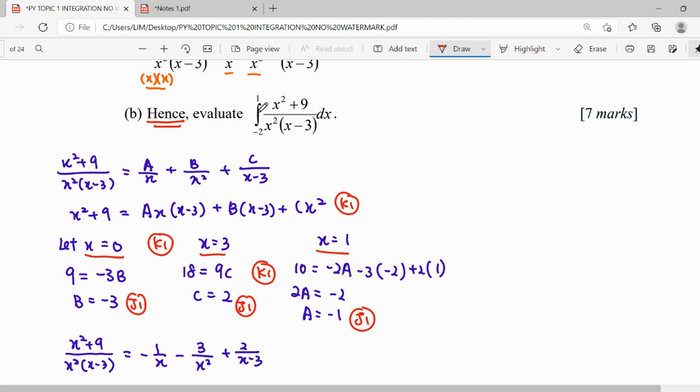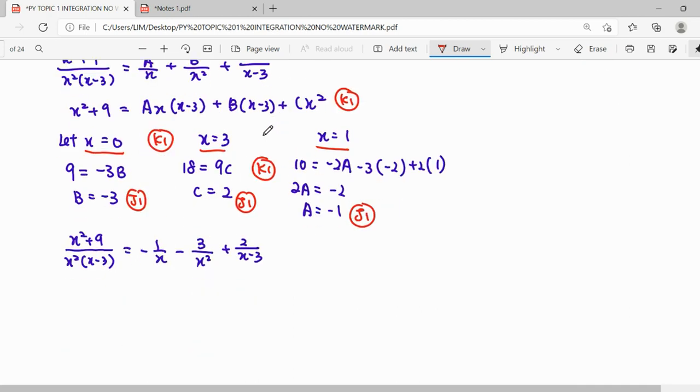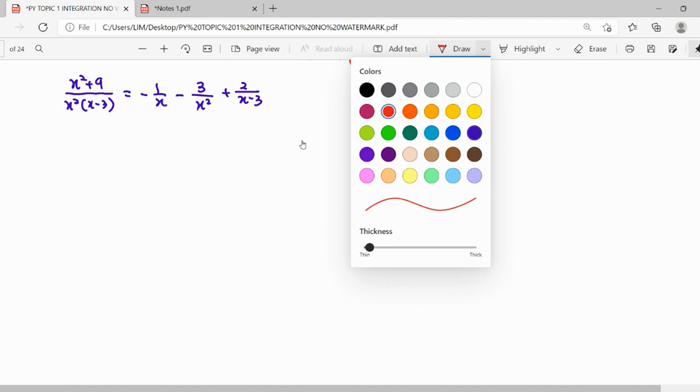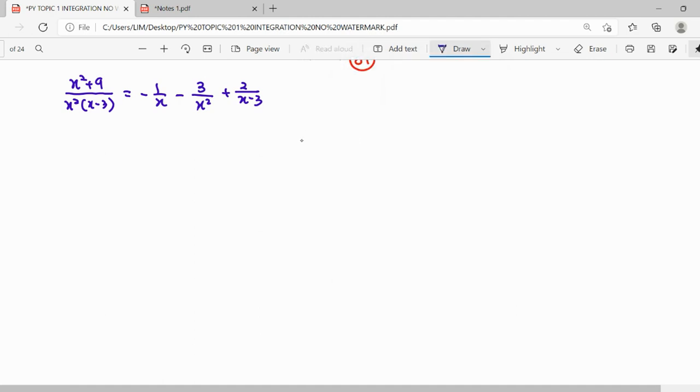So this is a definite integral. We have lower limit -2, upper limit 1. So we need to substitute our values. Okay, so when you want to do this integration, we can directly substitute our partial fractions inside, where I need to integrate from -2 to 1. So I will integrate it one by one, so that it is also easier to simplify.